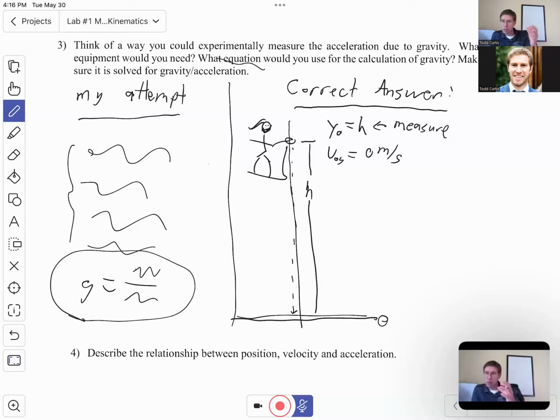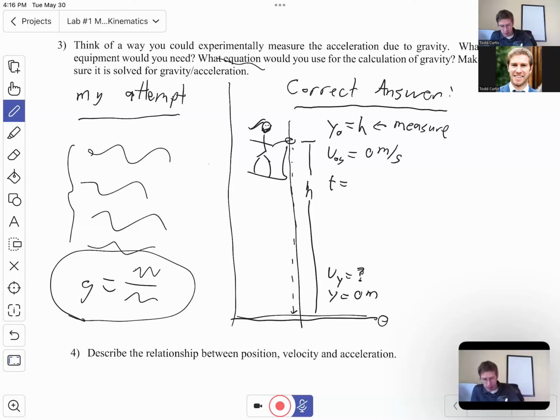So you need to make sure you're just releasing it, not throwing it down or something. Okay. Down here at the bottom, my final y position is 0 because we're measuring the time till it hits the ground. And my final velocity in the y direction is something I don't know. And I don't have an easy way to measure that, at least I doubt you do at home.